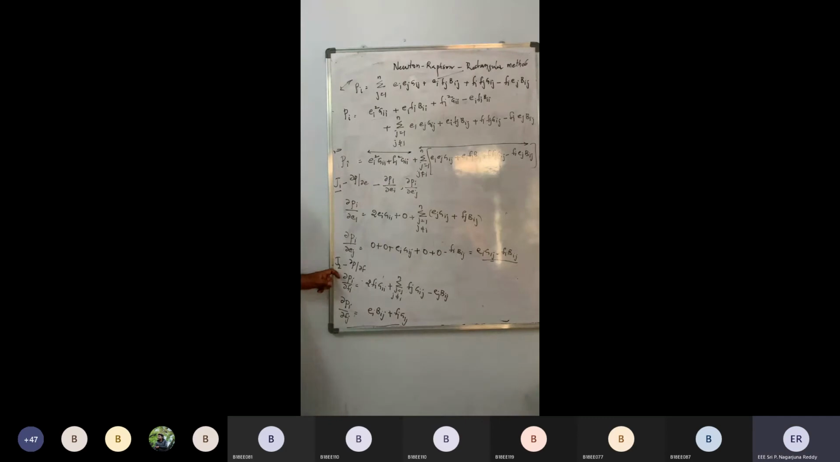Similarly, J2, dou P by dou F. This is the derivation. Now we will move on to the next 2 submatrices, J3 and J4, which are dependent on reactive power. I hope you have noted these things down.